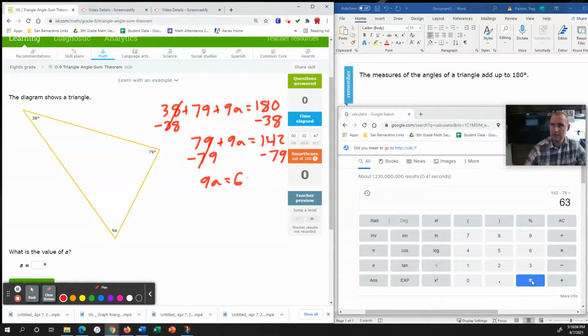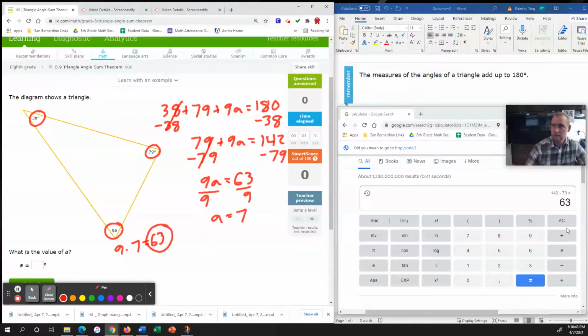9A equals 63. So this is asking you, well, 9 times what gives you 63? Oh, right. So we have 9, divide both sides by 9, which is going to give you A equals 7. Because we're looking for 9A here, 9 times 7 is 63. So 63 should be your correct angle. So 63 plus 79 plus 38 add up to 180. You're solid on that one.